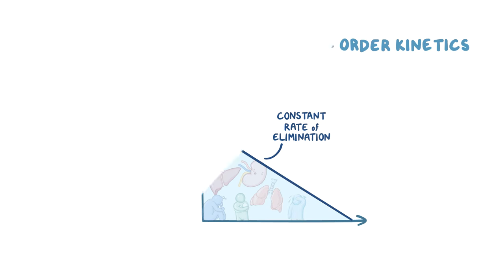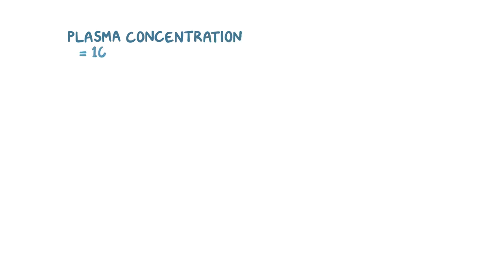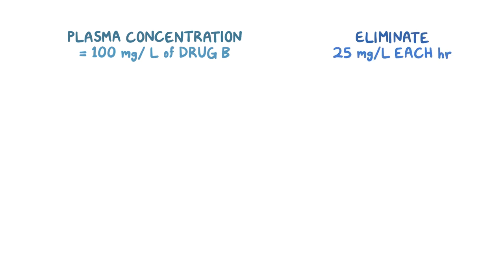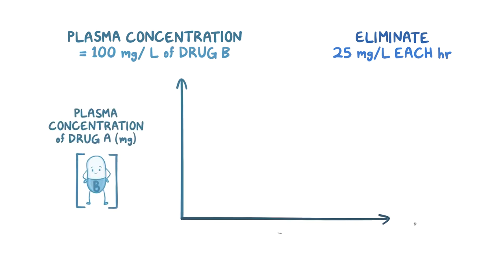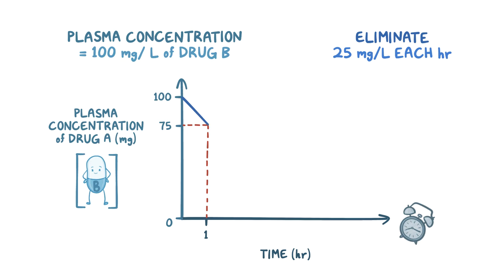So, let's say we started with a plasma concentration of 100 milligrams per liter of drug B, and we'll always eliminate 25 milligrams per liter each hour. Why don't we bring back that graph we had before, with the plasma concentration of the medication still on the y-axis and the time still on the x-axis. During the first hour, we'll go from 100 to 75 milligrams per liter. Then, after the second hour, we'll go from 75 to 50, then from 50 to 25, and then down to 0. So what we get is a straight line.